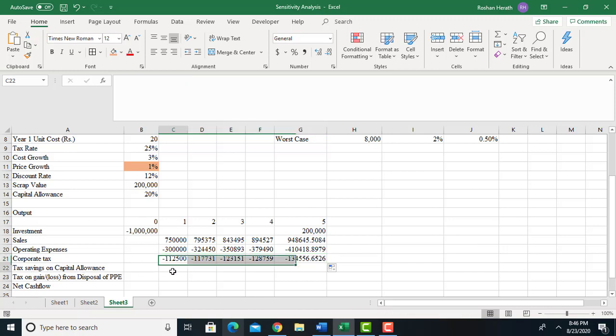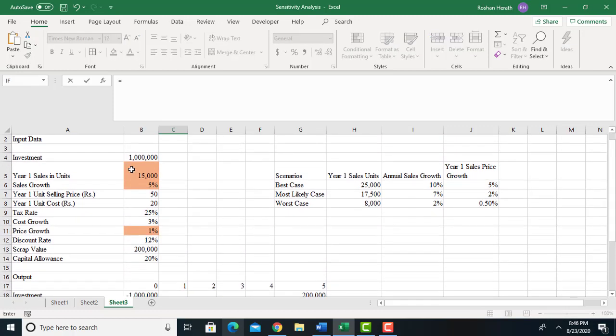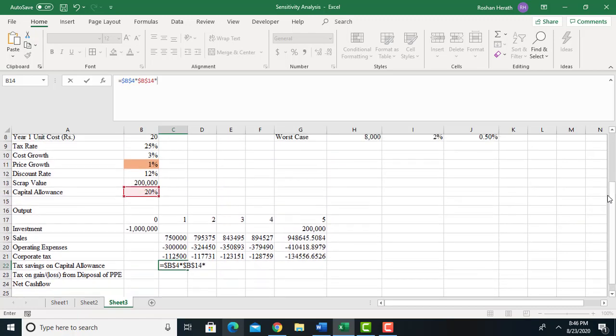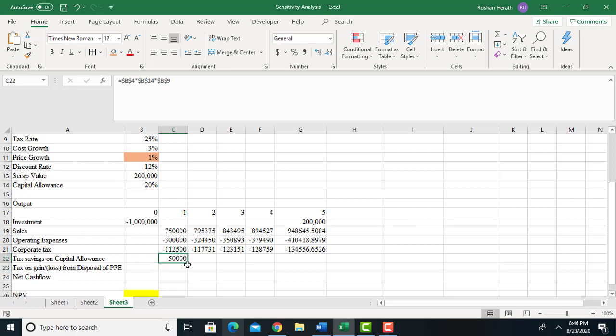Then tax saving on capital allowance, you need to work out the capital allowance. So it's going to be a kind of saving. Therefore you take the initial investment multiplied by the capital allowance 20%, make it constant, and multiply by the tax rate 25%, make it constant. So you can see there's a benefit of 50,000 which would go up to year 5.